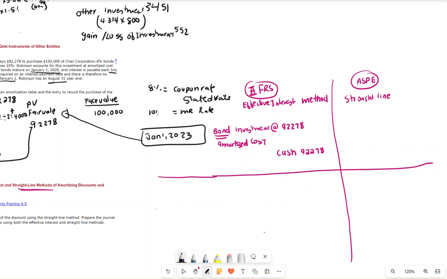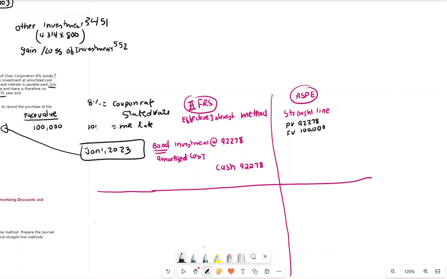If I were to record this under ASPE, my entry will be exactly the same, but how you amortize changes. The present value of my investment is 92,278, and the face value of our bond is 100,000. So the entry is exactly the same. The difference between those two is my discount, which I'm going to be amortizing. So we will call it bond investment at amortized cost, and we have a cash credit of 92,278.